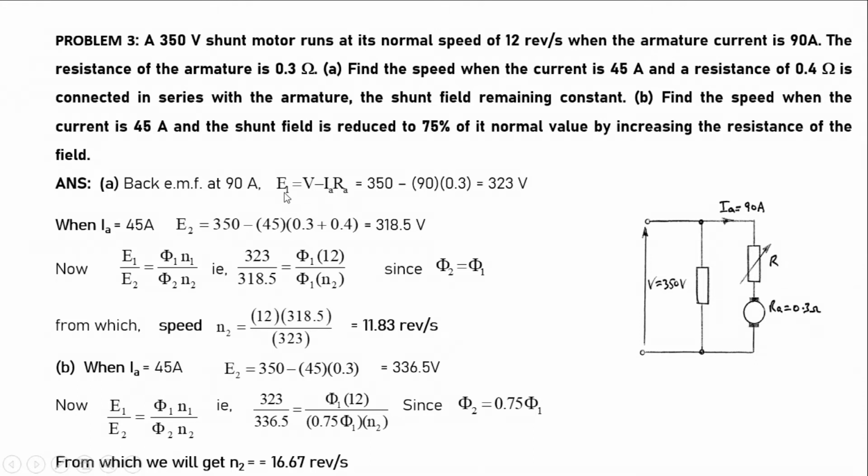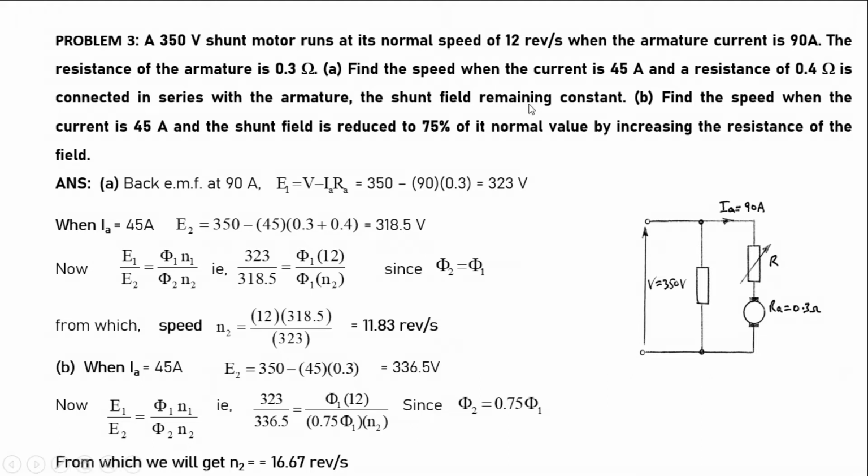So when it is running normally, what is E1, or EB, the back EMF? It is V minus Ia Ra. V is 350, armature current Ia is given, armature resistance is given. So it has 323 volts back EMF when running normally. Now when the current is 45 amps, what is E2? When calculating E2, the current is changed, and a resistance is also inserted in series with the armature. So 0.3 plus 0.4 you have to calculate. From this you can calculate E2 as 318.5 volts.